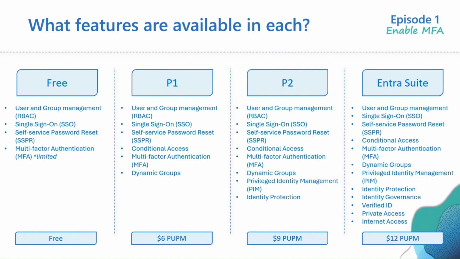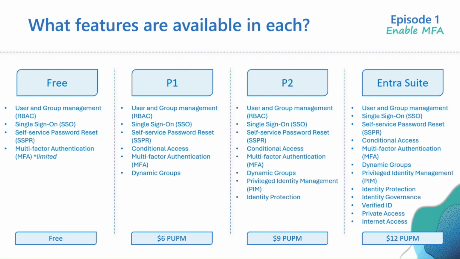Entra ID P2, or formerly Azure Active Directory P2, is also available as a standalone license. However, it is included with E5 for enterprise customers. It's worth noting that it adds PIM, or Privileged Identity Management, as well as identity protection. And P2 is $9 per user per month.